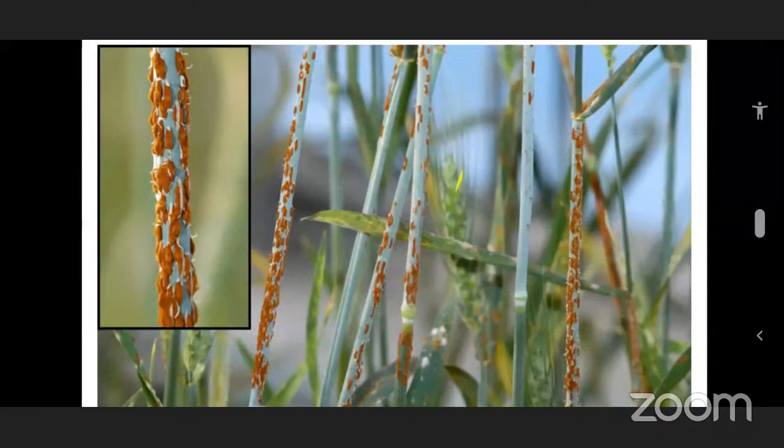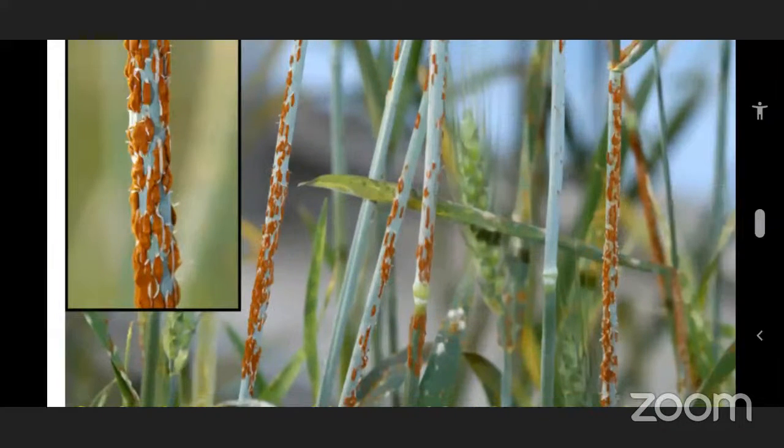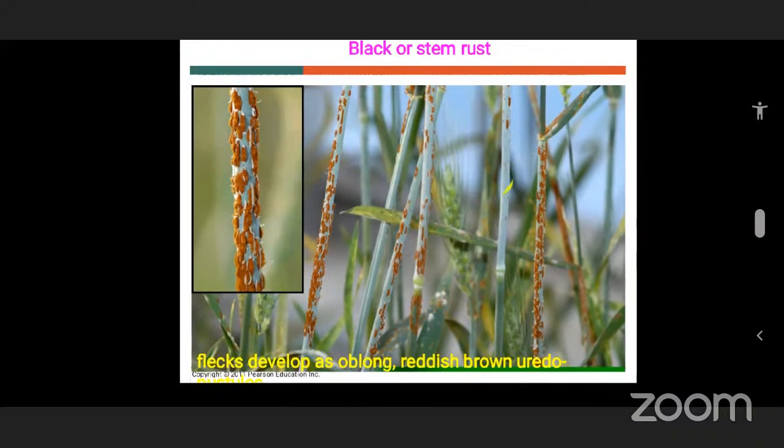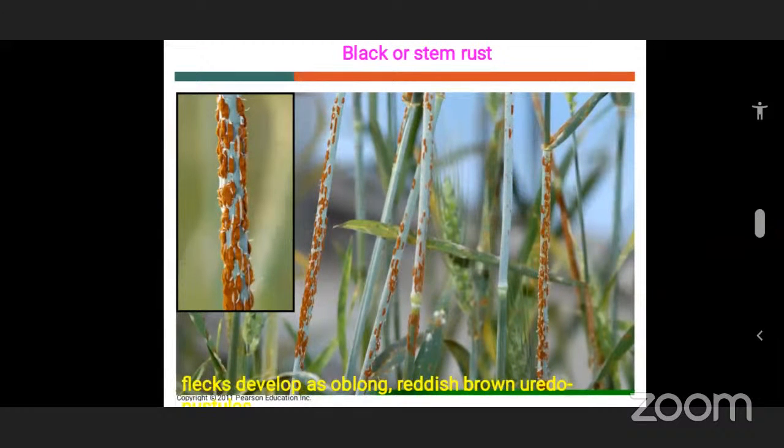So from your examination point of view, in the rust diseases of wheat, there are three rusts present in the wheat crop: black stem rust, leaf rust, and also stripe rust. Among these three rust diseases, only in stem rust are oblong-shaped uredopustules formed. So oblong-shaped uredopustules is also one of the questions from our examination point of view.